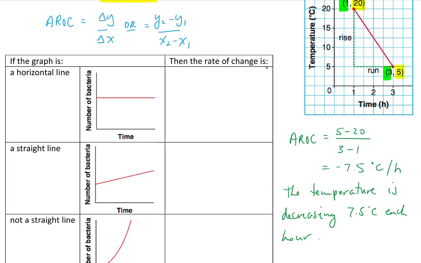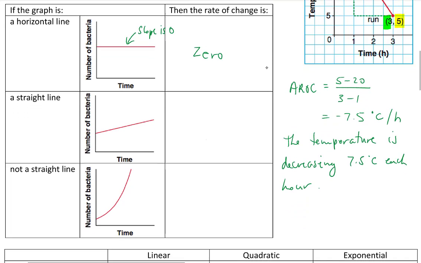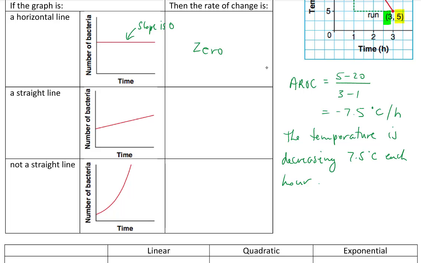So how do we view our average rates of change? Well, first of all, if we have a horizontal line, the average rate of change is 0. The slope of a horizontal line is 0. Second, if we have any other line that's not horizontal, then we're going to have an average rate of change that is constant, or the slope is the same no matter what 2 points you take on this line. And finally, if it's not a straight line, then the average rate of change will vary.